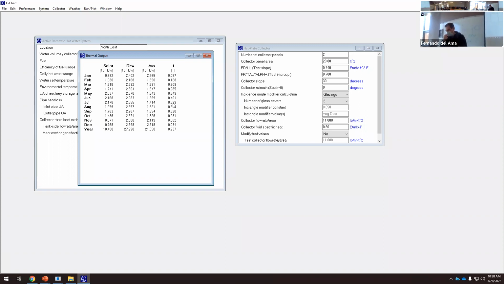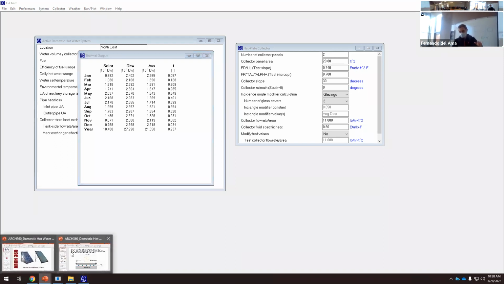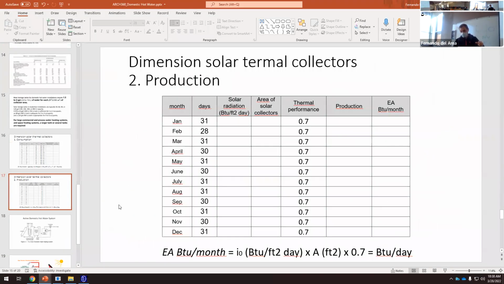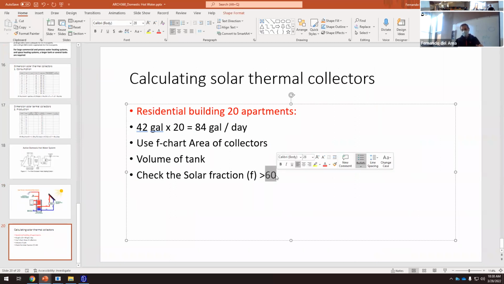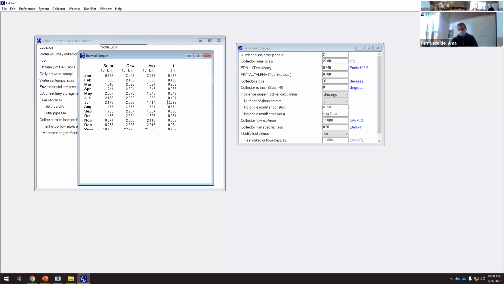No, I'm not happy at all, because this should be close to 1. Okay, so it has to be above the requirements. It has to be above 60 or 0.6. That means that with this amount of collectors, in summer, we can get only 40% of the domestic hot water. So I don't like it.